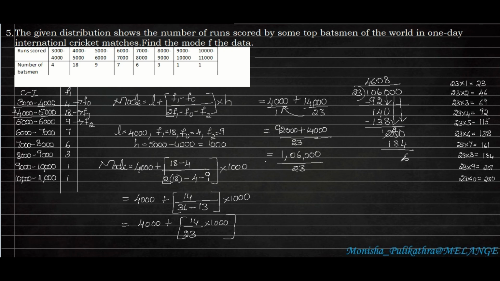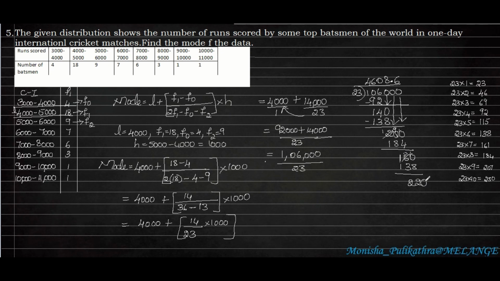So 10 minus 4 is 6, 9 minus 8 is 1. Because 16 is not divisible by 23, I'll be putting a point and adding 0 here, 160. The number less than 160 is 138, so 23 6s are 138. Here the remaining will be 22.